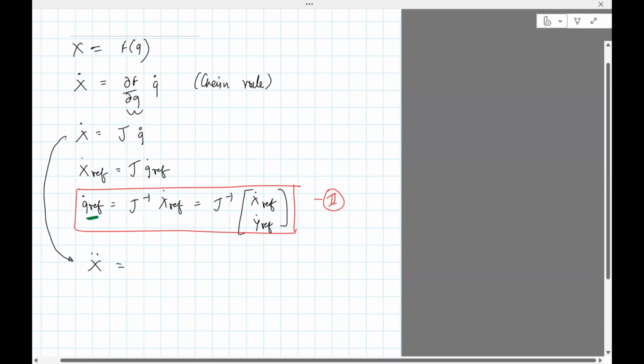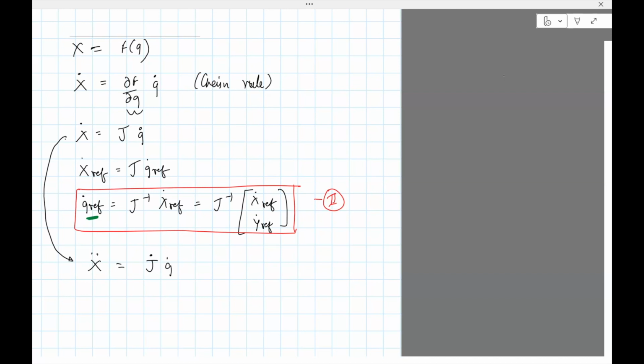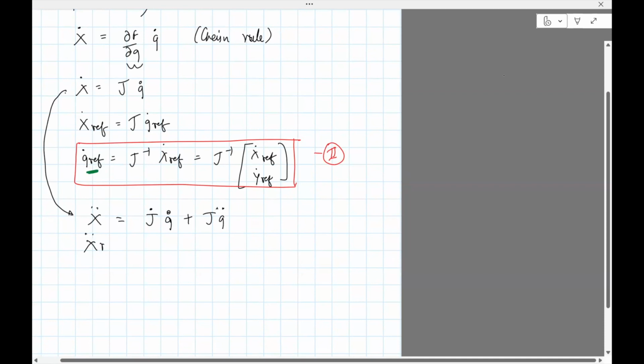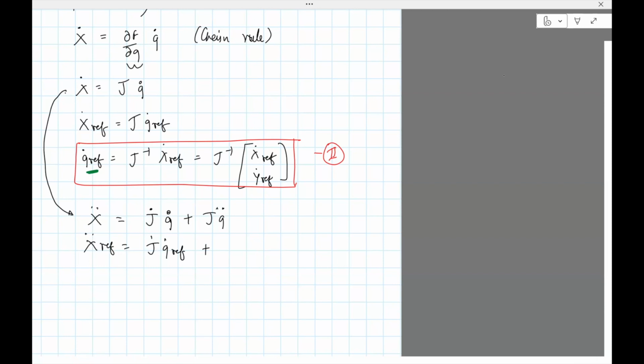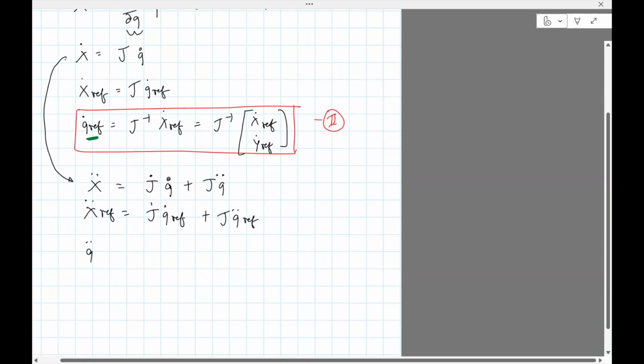X double dot equals, so I have J q dot, and I need to compute the derivative of that. So I have to use essentially the chain rule. So I'll be J dot q dot, so I keep q dot constant, I take the derivative of J. Then I keep J constant, I take the derivative of q. So I can put this as x double dot ref equals J dot q dot ref plus J q double dot ref.